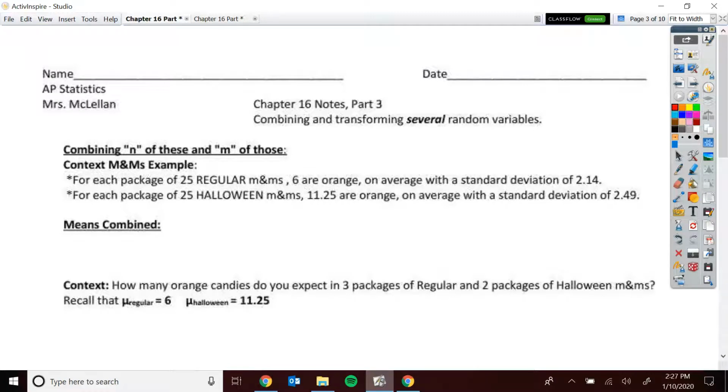All right, so we have our regular M&Ms, of which 6 of them are orange. So we're going to be talking about the orange on average with that standard deviation. But then we had those new Halloween M&Ms. There were more orange ones in there: 11.25 are orange, with a standard deviation of 2.49.